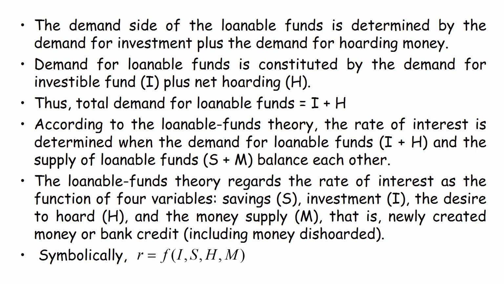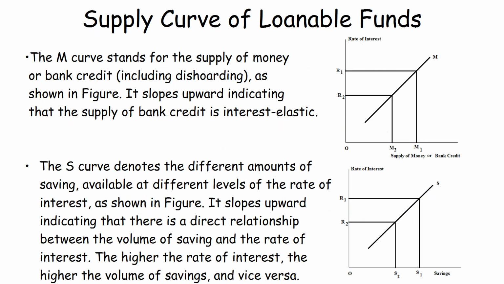The loanable funds theory regards the rate of interest as a function of 4 variables: savings, investment, the desire to hoard, and the money supply, that is, newly created money or bank credit. So symbolically, R is a function of I, S, H, M.